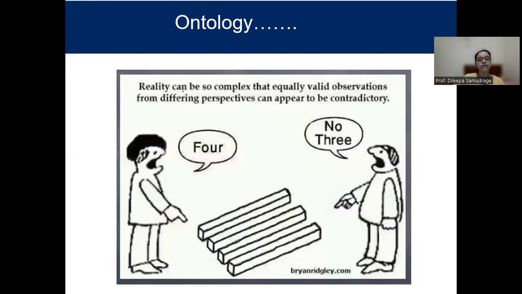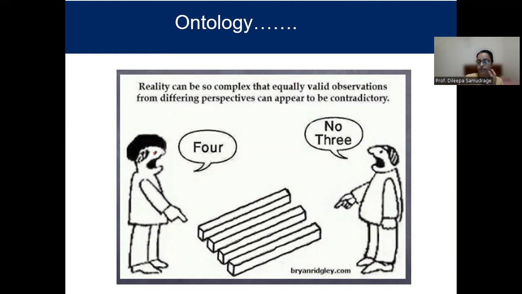Here it says reality can be so complex that equally valid observations from differing perspectives can appear to be contradictory. You can see there are 4 bars. From this person's perspective, there are actually 4 bars. But from this person's angle, there are only 3. This is correct, and from this person's perspective, that is also correct. So reality is a complex situation.